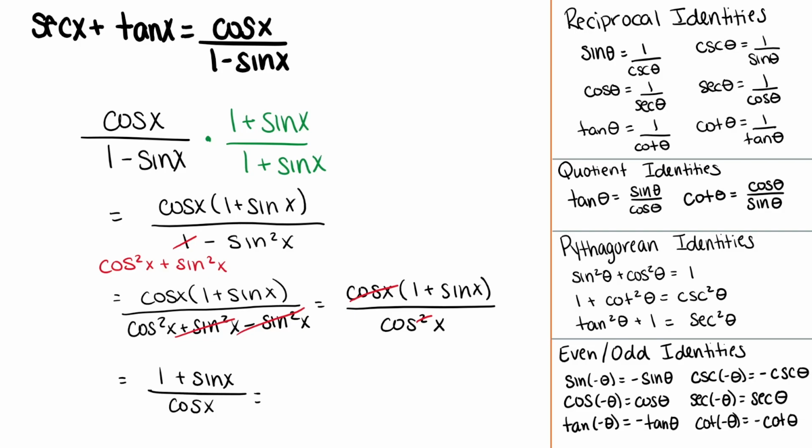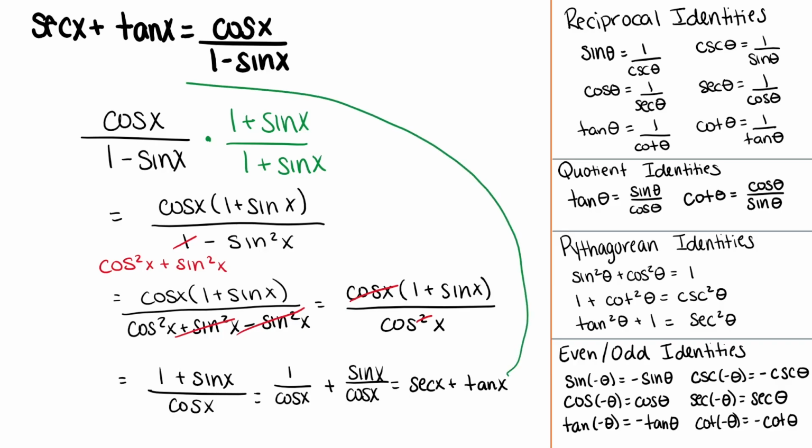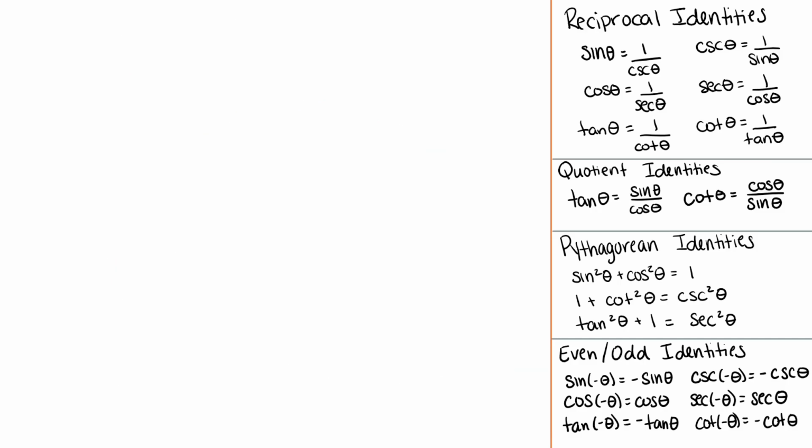Now let's break up this fraction. We have 1 over cosine x plus sine x over cosine x, which gives us secant x plus tangent x, which is exactly what we wanted to verify. And we have the same expression. And here's our last example.